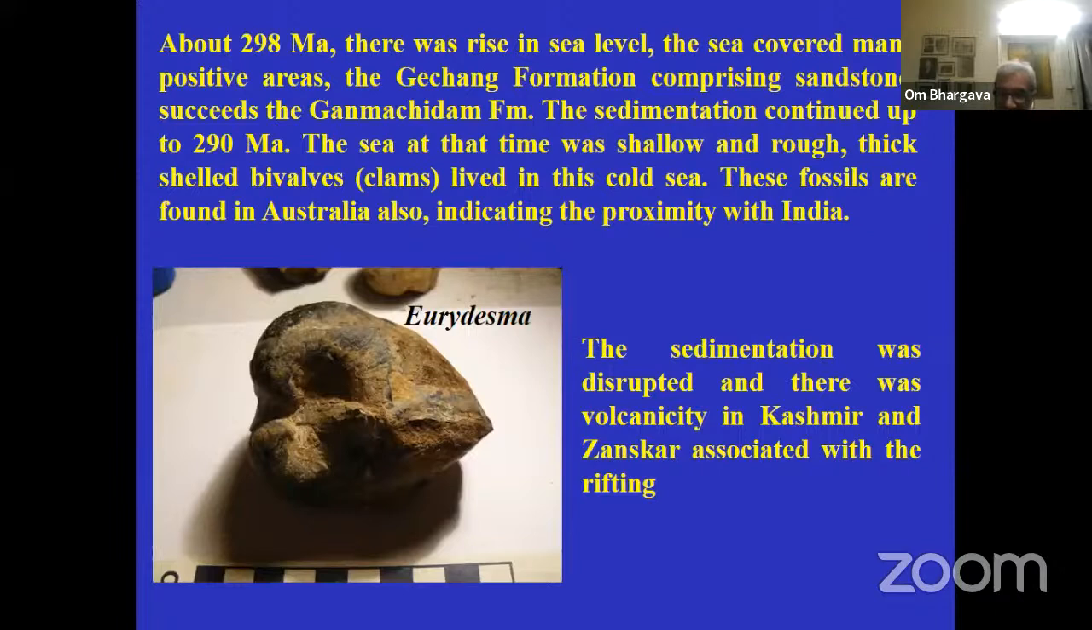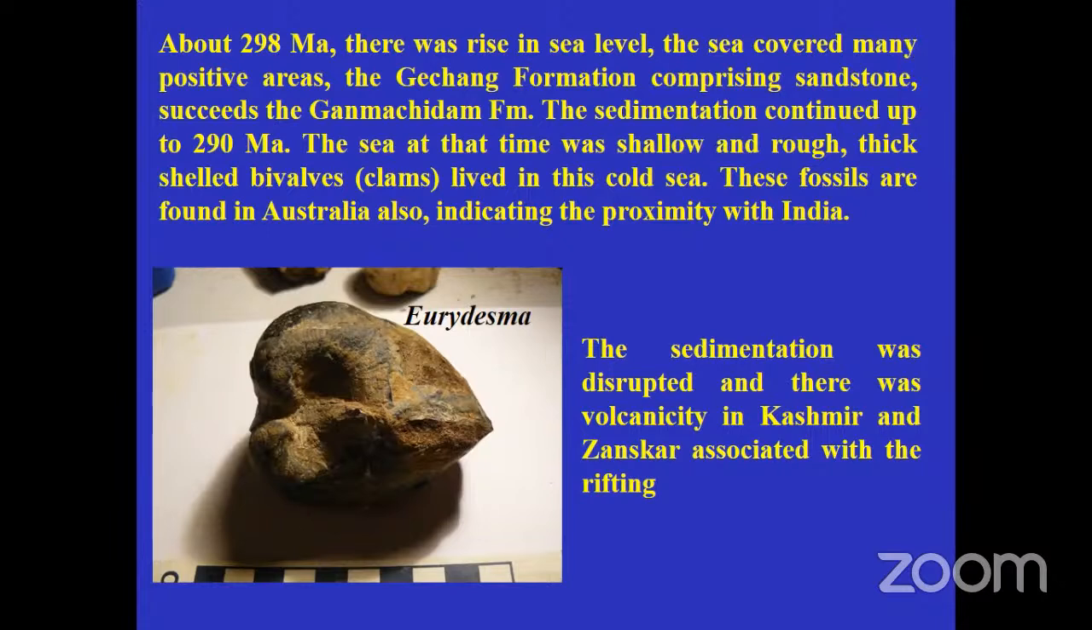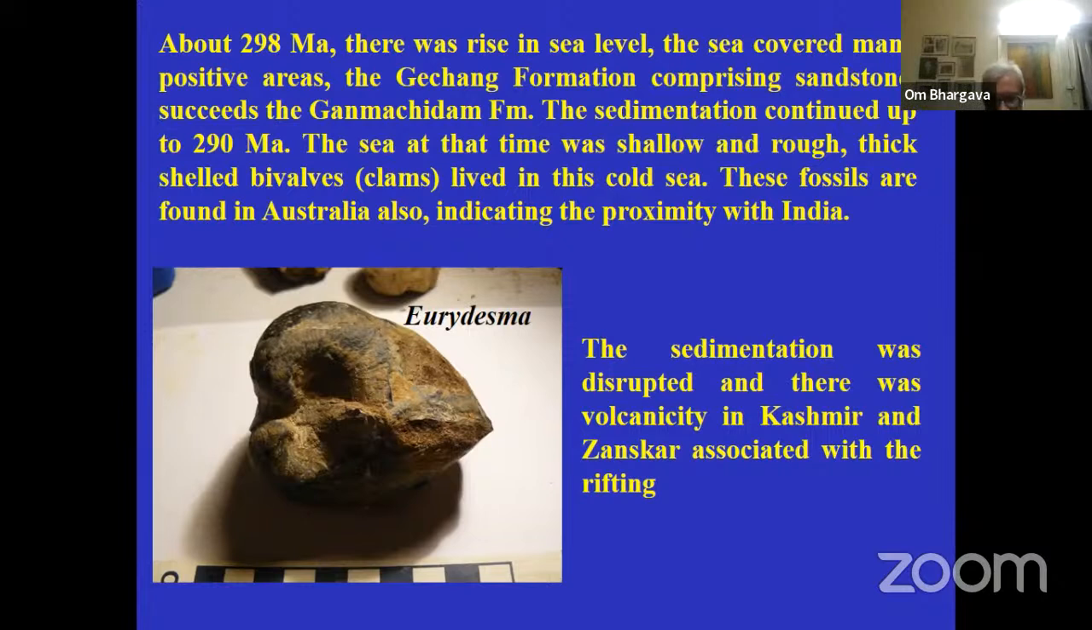The sedimentation was disrupted by what we call the Panjal rifting. There was volcanicity in Kashmir and Zanskar. In Spiti, we don't see much of it except in Chandra Valley, but what we see here are very thick sills. When mountain building takes place through subduction, the sea recedes. But when there is rifting, the sea spreads.